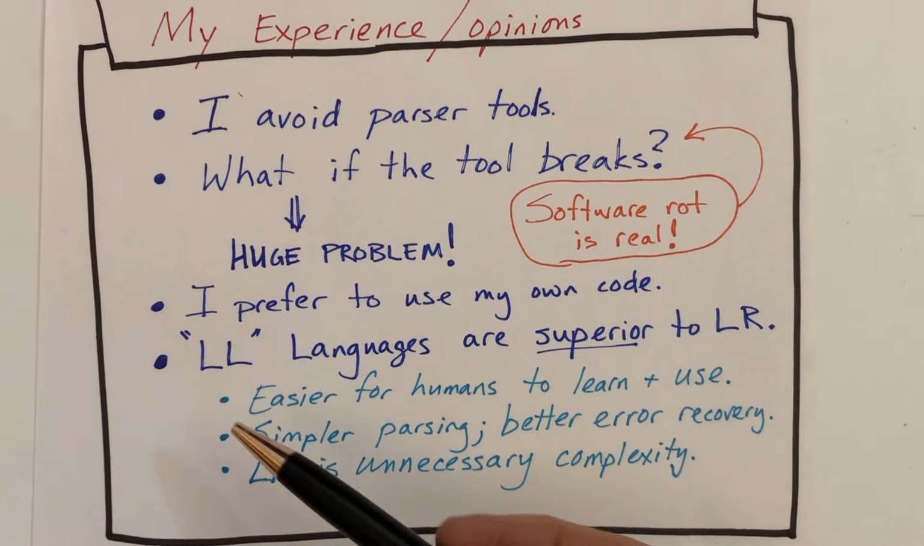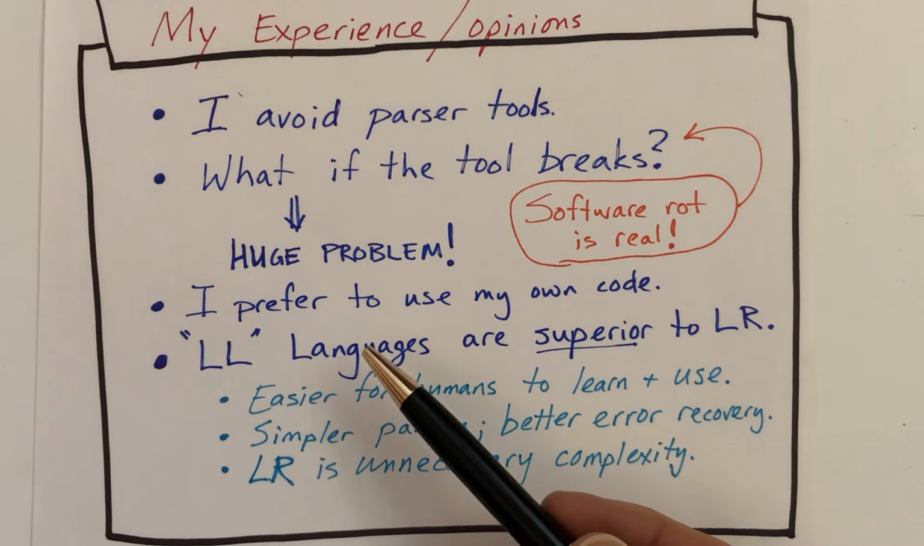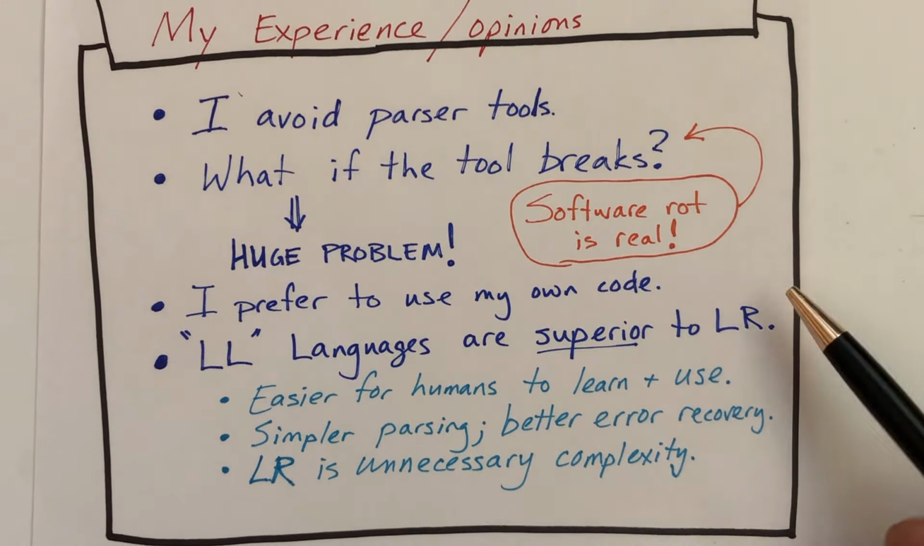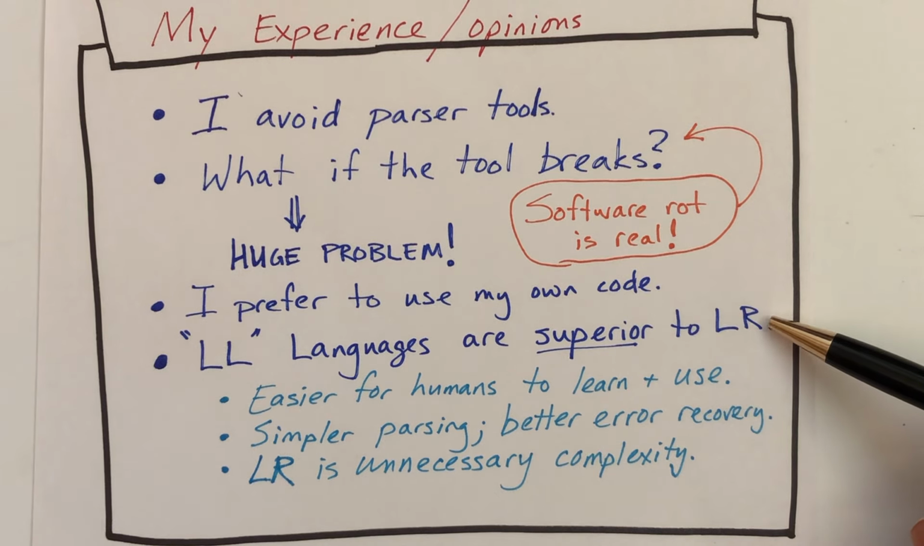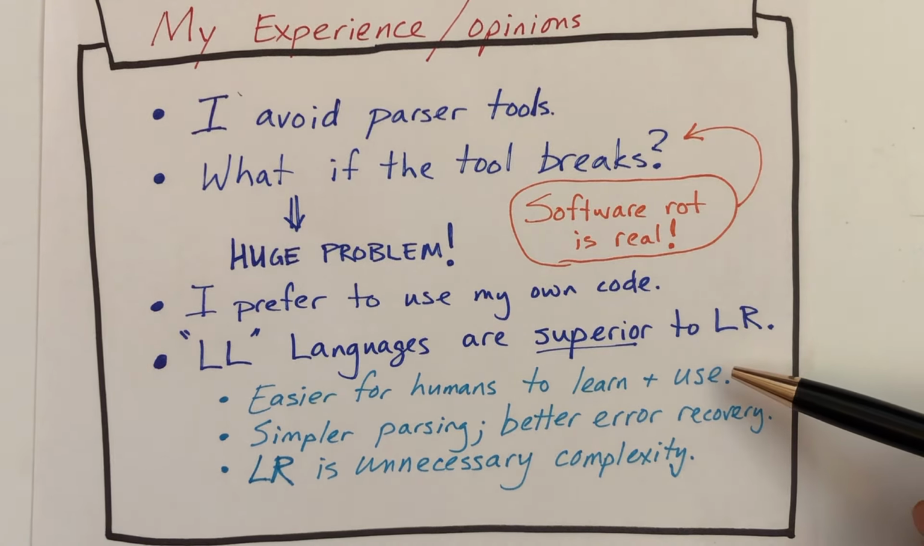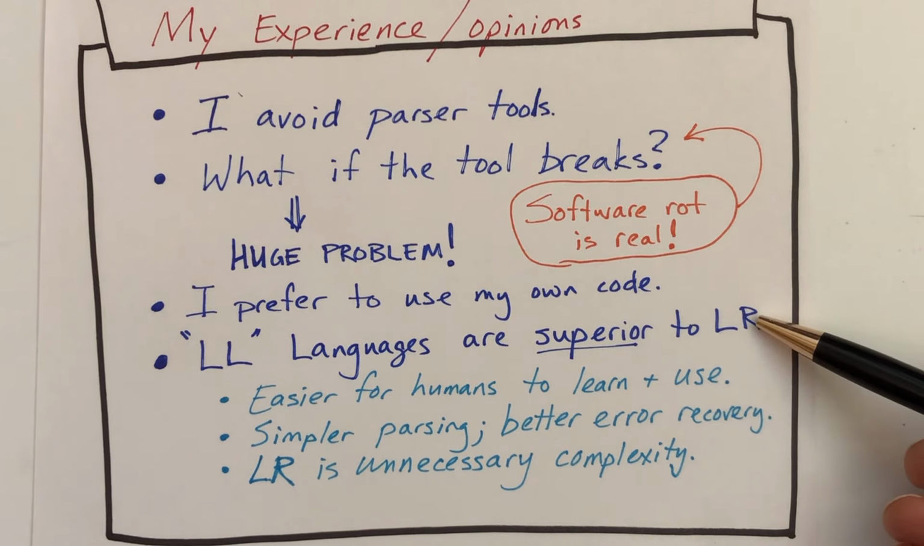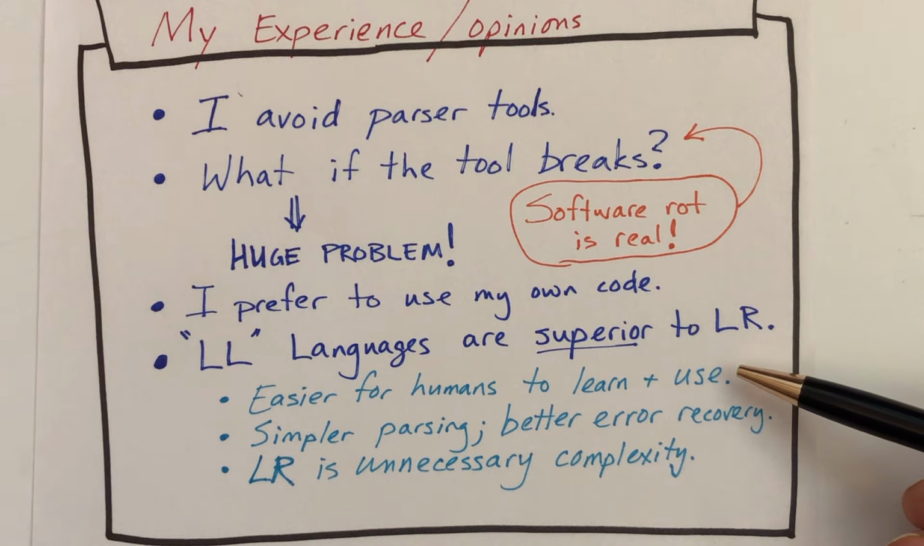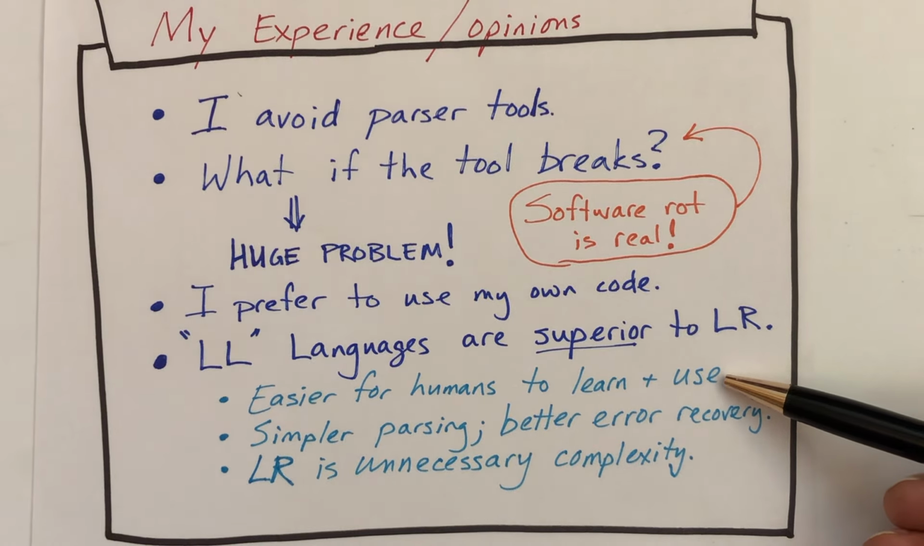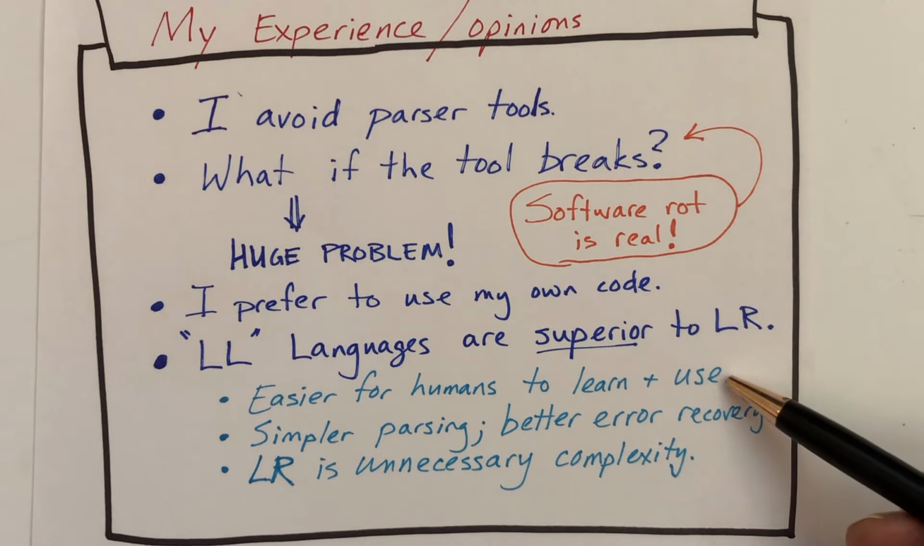I also believe very strongly that LL languages, like I've just demonstrated, are really superior to LR and more complex languages for defining programming languages and other sorts of computer input. LL languages are easier for humans to learn and to use. Humans have to parse the input. Humans read programs and they have to be able to do the parsing. And these LR grammars can be difficult in certain situations. So it's hard to understand what it is you're reading.